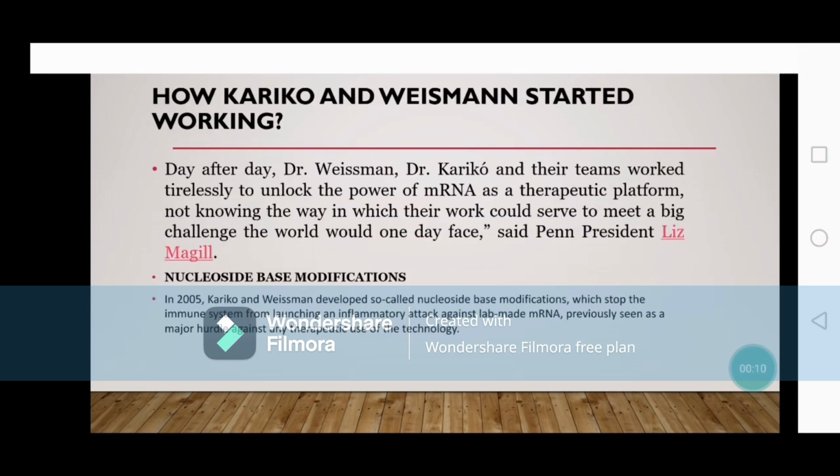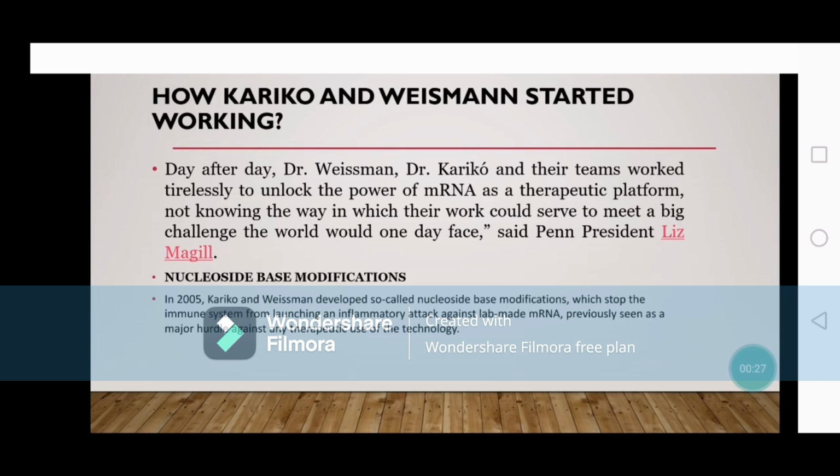Let's have a look at the work of Karikó and Weissman on vaccines and their background. Day after day, Dr. Weissman, Dr. Karikó and their teams worked tirelessly for days and nights to unlock the power of mRNA as a therapeutic platform, not knowing the way in which their work could serve to meet a big challenge the world would one day face, said Penn President Liz Magill.